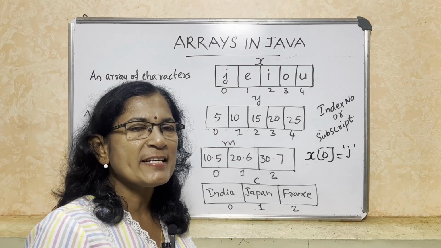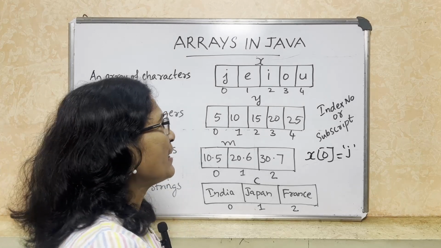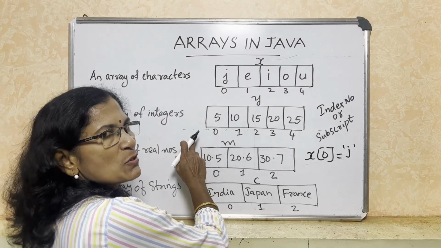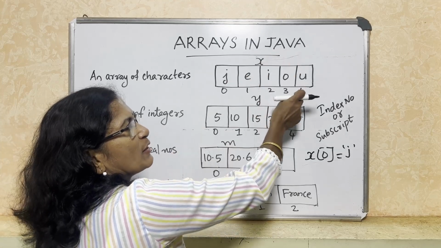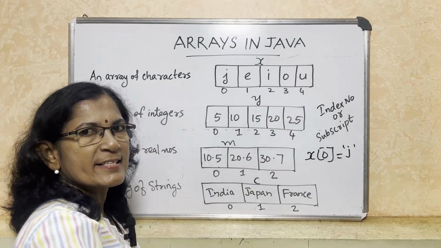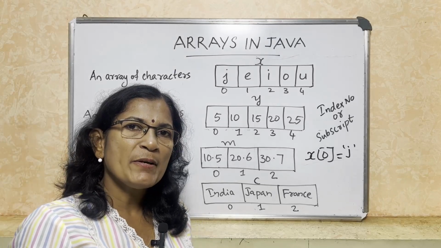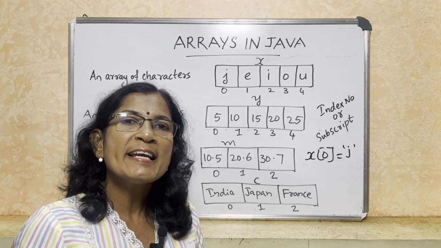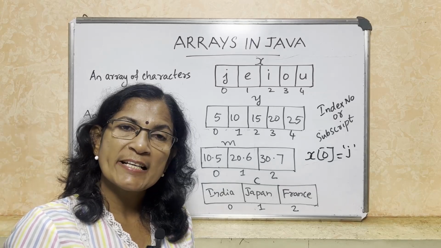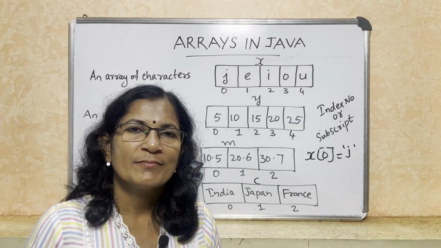To access and print a particular character from the array, we can use System.out.println x of 1, x of 2, x of 3, x of 4, like this. So, an element of the array can be accessed by using array name followed with the index number. An array is called a subscripted variable.